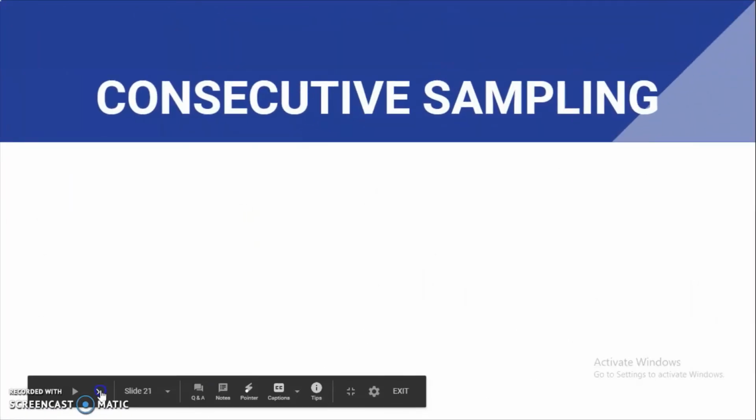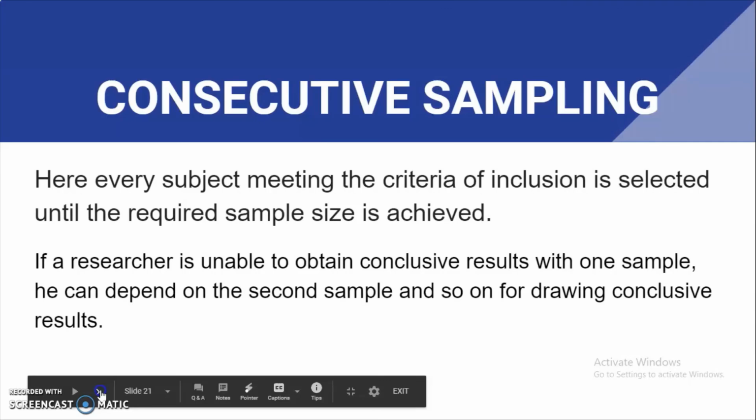And then the next one is the consecutive sampling. Here every subject meeting the criteria of inclusion is selected until the required sample size is achieved. Whoever comes first, we approach them and select them as our sample, and we keep on selecting until we reach the required sample. If a researcher is unable to obtain conclusive results with one sample, he can depend on the second sample and so on for drawing conclusive results.